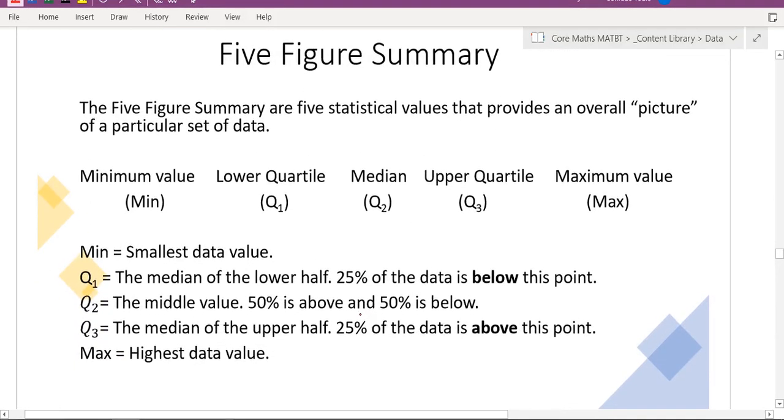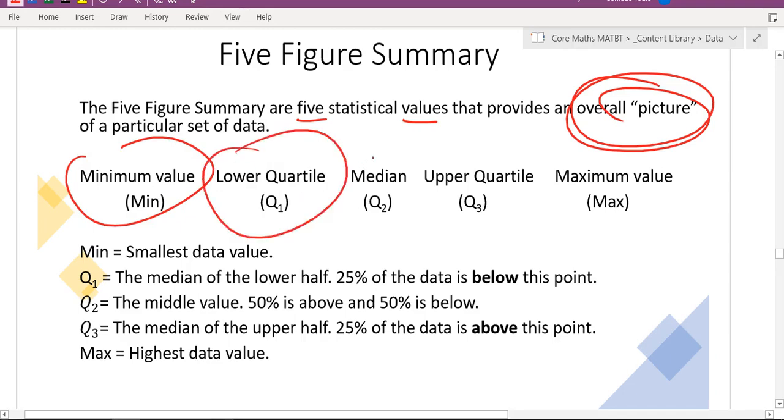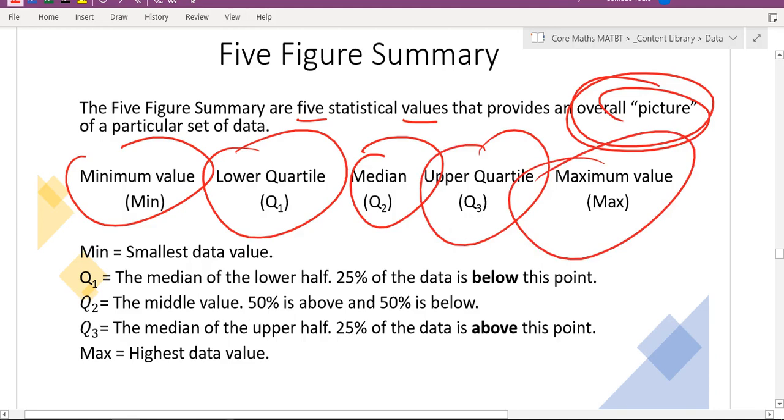Right, so let's go to this page if you're not already there. Your five-figure summary is basically five values, five numbers that provide an overall picture. So it's basically summarizing the data that you have, and we split it into five different parts. You've got your minimum, your lower quartile or Q1, your median or Q2, your upper quartile, and then your maximum value.